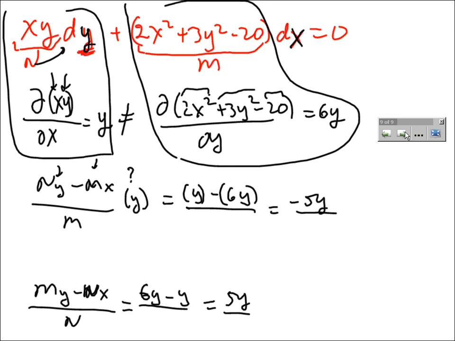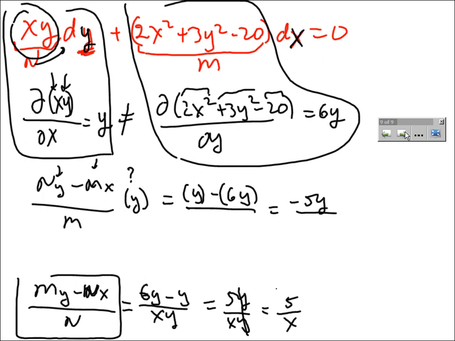I want to divide it by something that has just y's, it has a factor of y. This has a factor of y. That is n. So if I divide by xy, I can kill off the factor of y, and I just get 5 over x. Okay, and this is fine. This is exactly what we want.